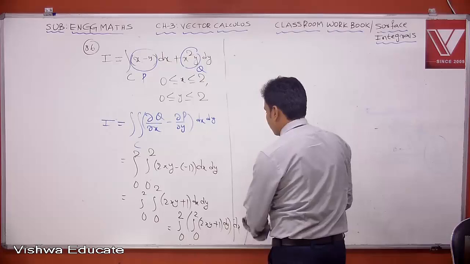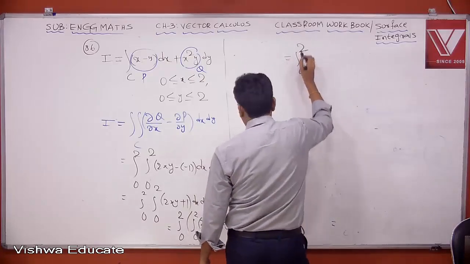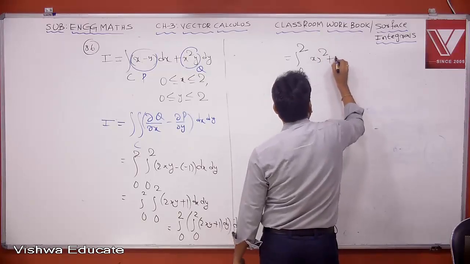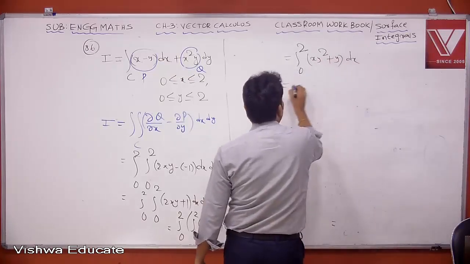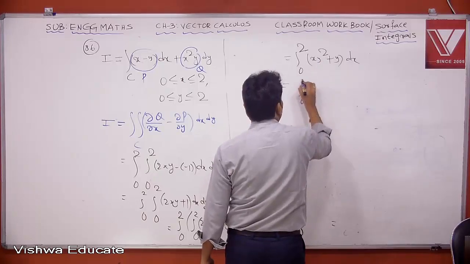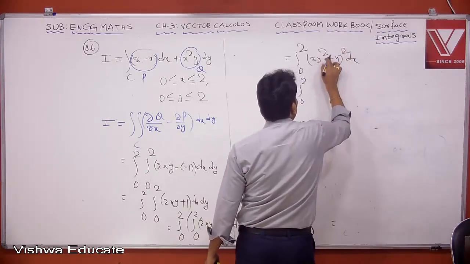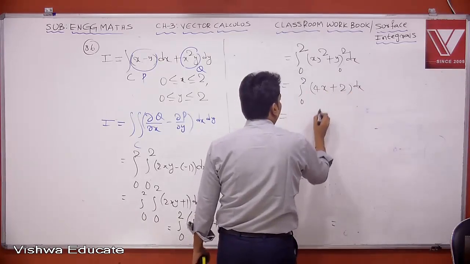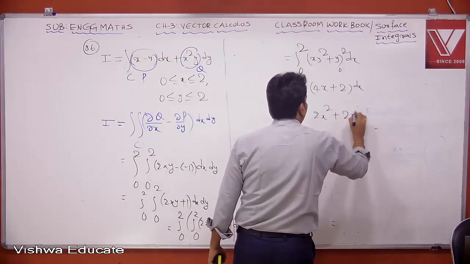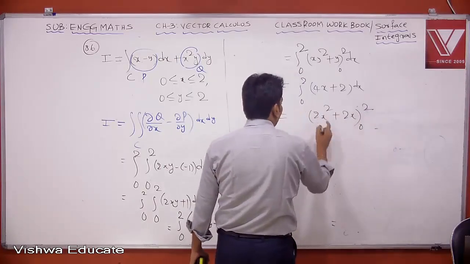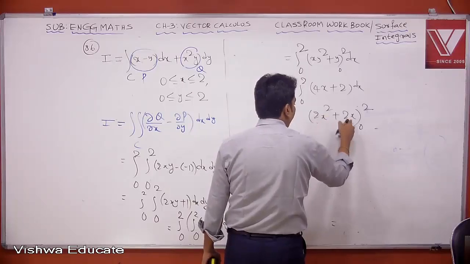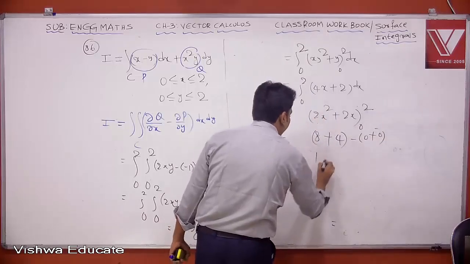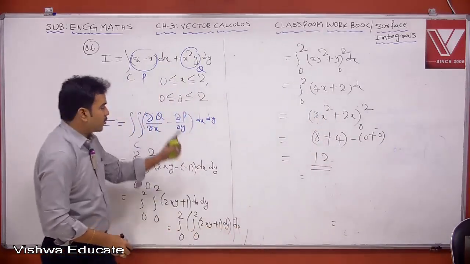Therefore, this becomes integral 0 to 2. With respect to y, this is xy square plus y dx. Replace y by the upper limit; y limits are 0 to 2. So this is integral 0 to 2 of (4x plus 2) dx. Therefore this is 2x square plus 2x, limits from 0 to 2. So this is 2 into 2 square, 4 twos is 8, plus 4, minus 0 plus 0. Therefore the final line integral is 12. This is just by applying Green's theorem.